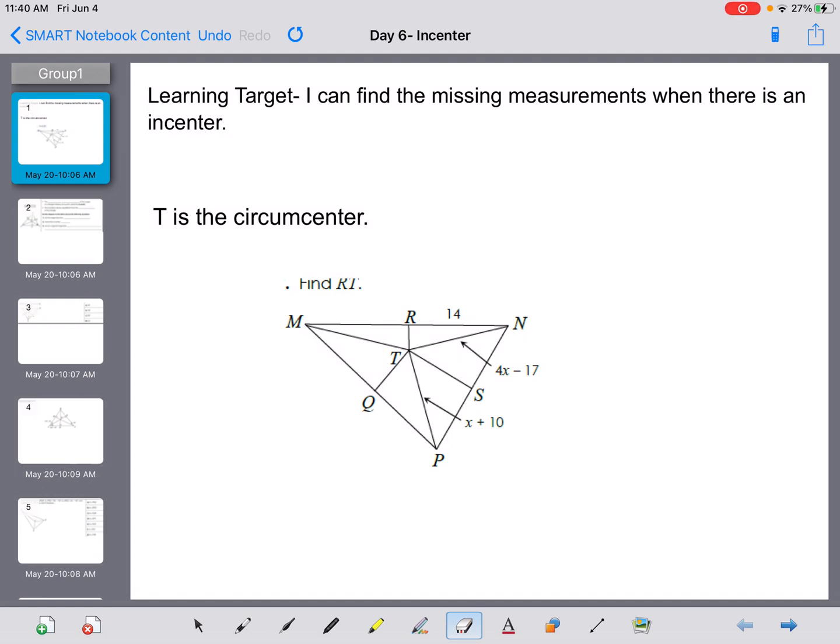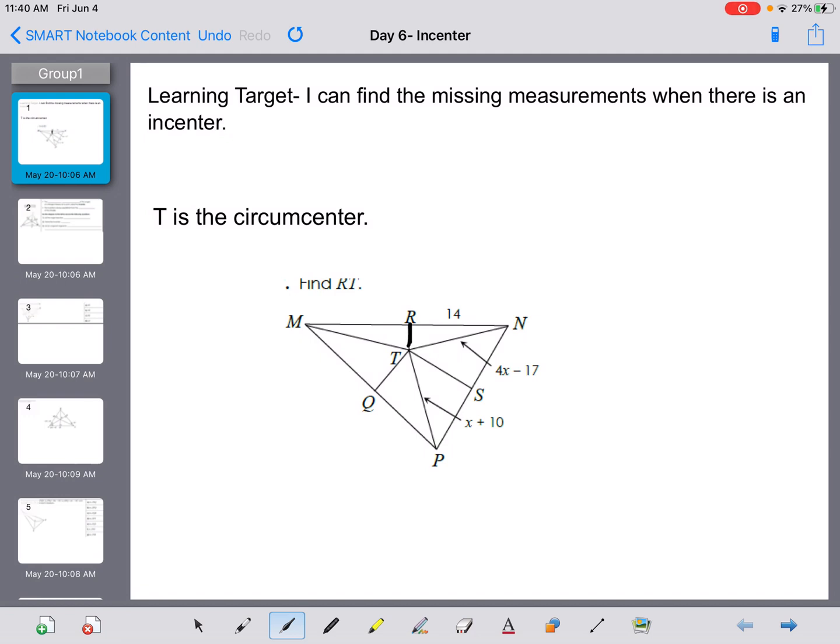So I have T as a circumcenter and I want to find RT. Right now you are going to fill it out on Desmos, and I want you to put your answer on the Edpuzzle of what the length of RT is. So you are trying to find out this length, okay?